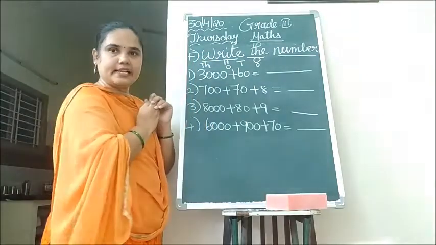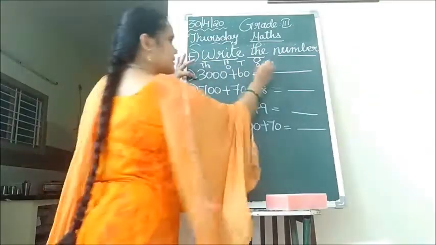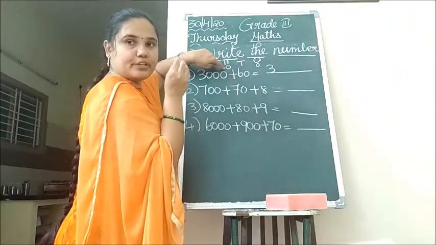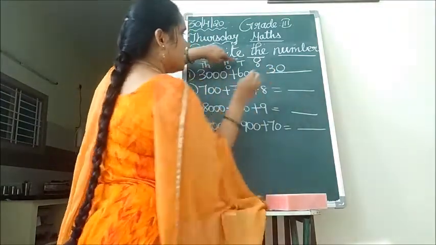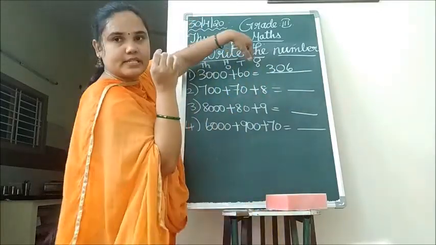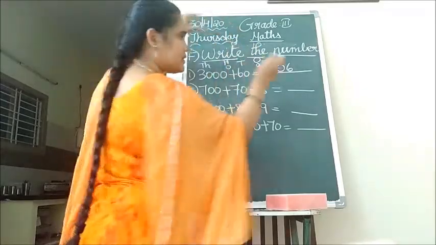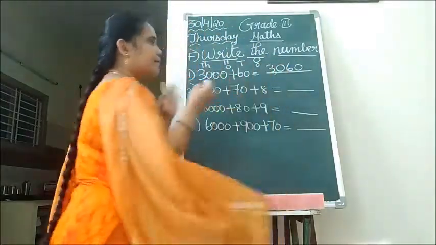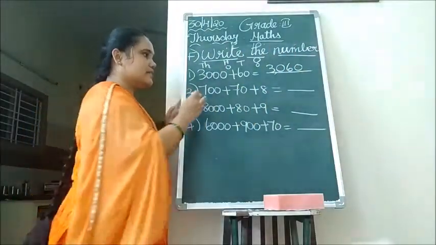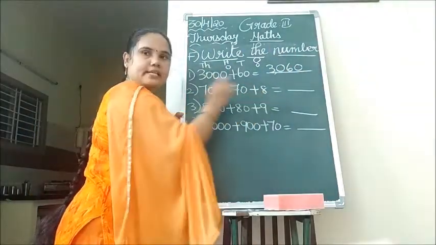Come on, start writing the number. How many thousands? 3000s. How many hundreds? Number is not given. So what do we write? 0. How many tens? 6 tens. In the same way, single digit number is not given, children. So in ones place also 0. So what is the number? 3060.